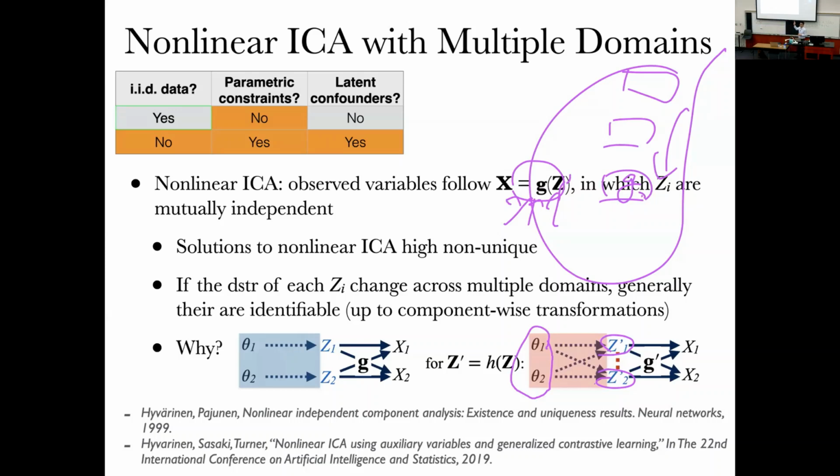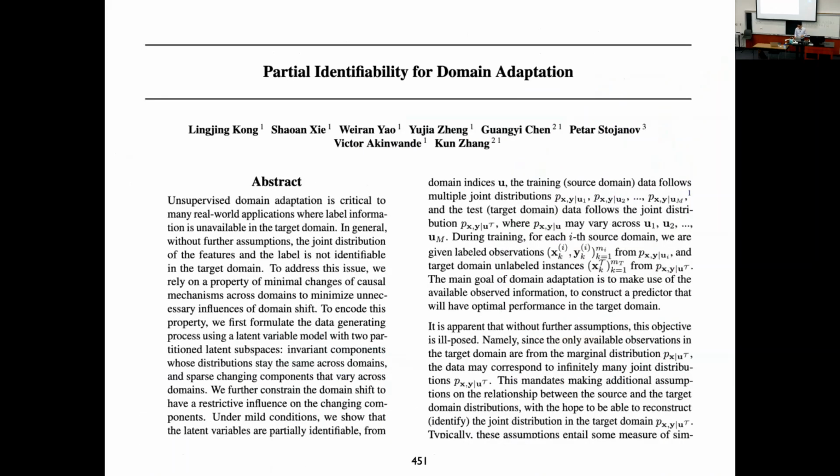Now you can see why you can have the identifiability. It's just a minimal change. Each time I have more domains, I can gain more information about the invariant part, which is the mapping G. That's it. And this is basically the idea of the proof. Now let's go further. This is also a recent paper by Linjing, Shaoan, Yu Jia and others right here.